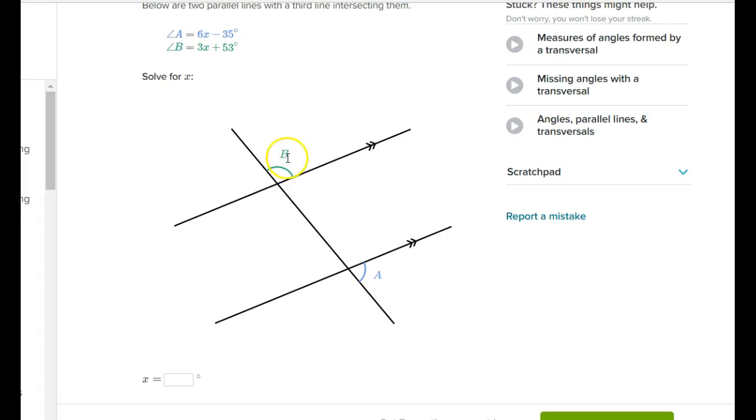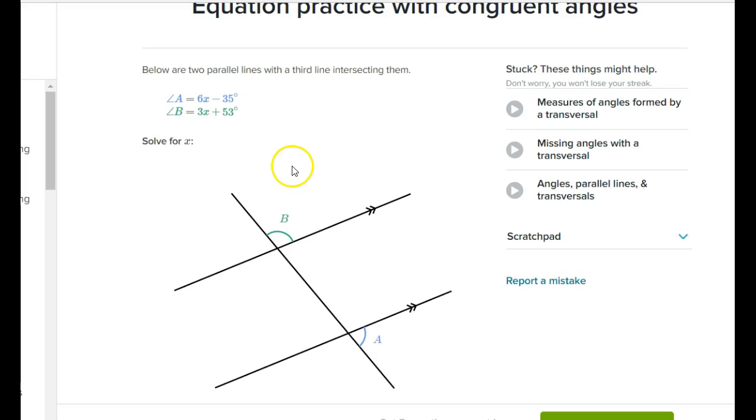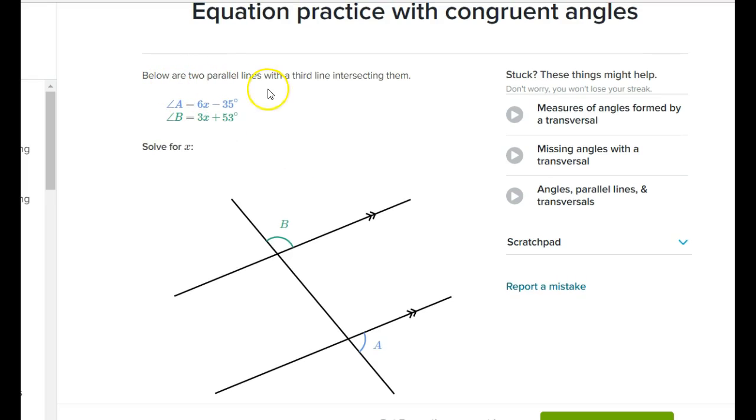So what you're going to see is that you have these two angles here, A and B, given to you. It says below are two parallel lines with a third line intersecting them. Now you may have to go through there and watch this video about angles formed at transversals. When you have parallel lines like this and then a line that cuts across them, it's called a transversal.